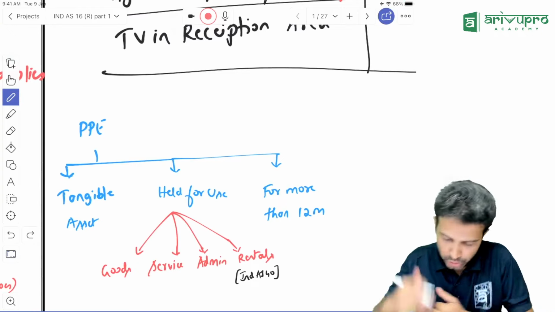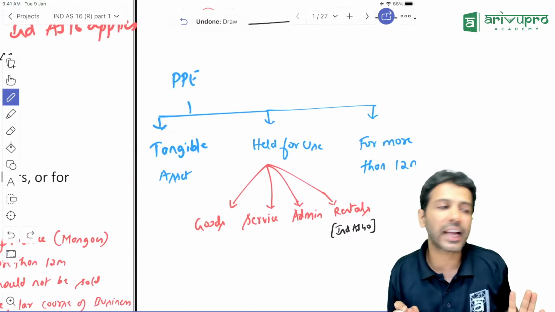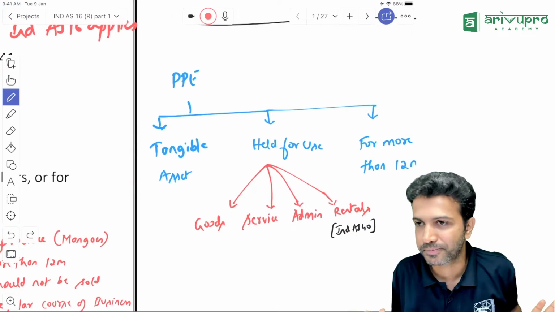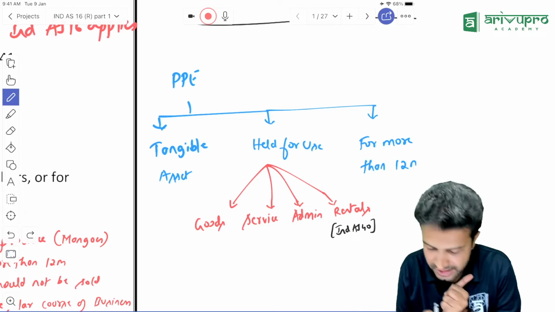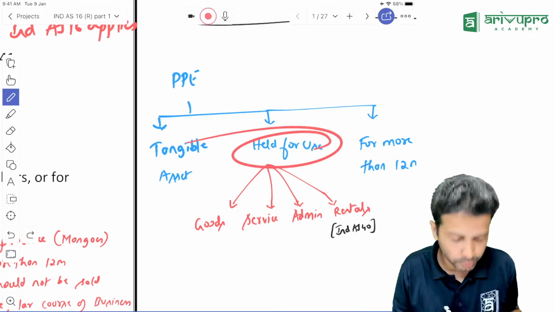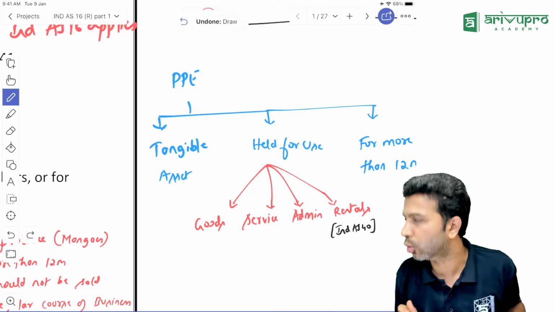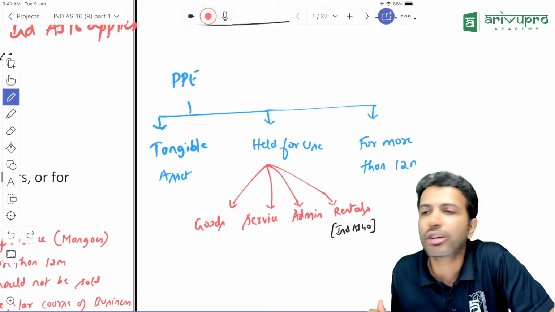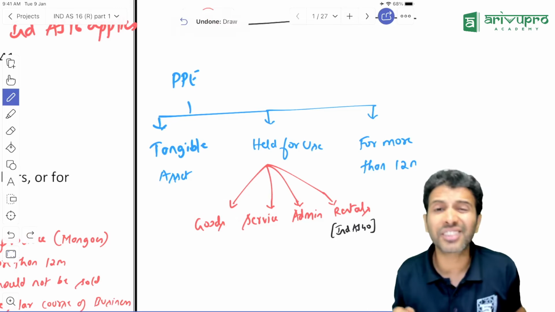Okay, let's dive a little further. One, it should be a tangible asset. Tangible means you should be able to touch, see and feel it. That's the first component. Second, it should be held for use. You should use that PPE either to produce goods, like a manufacturing company that buys machinery and obviously uses it to produce goods, or to render some service.